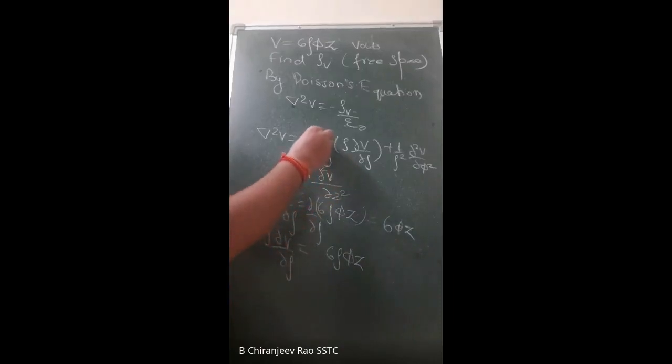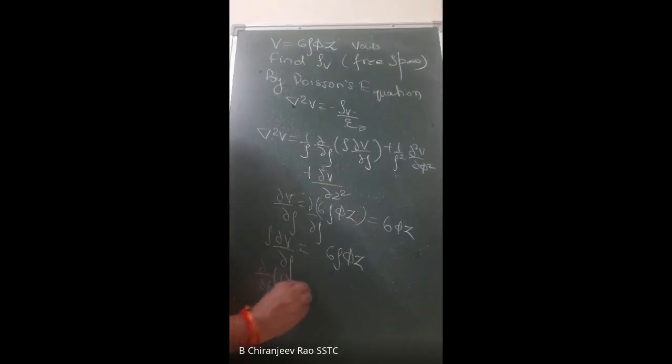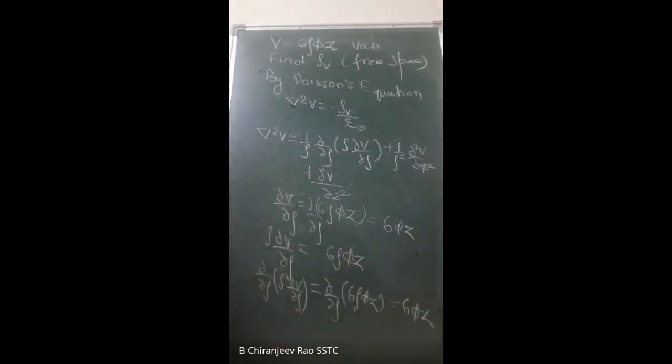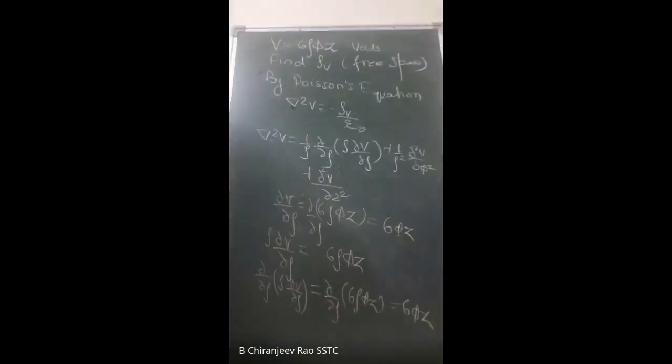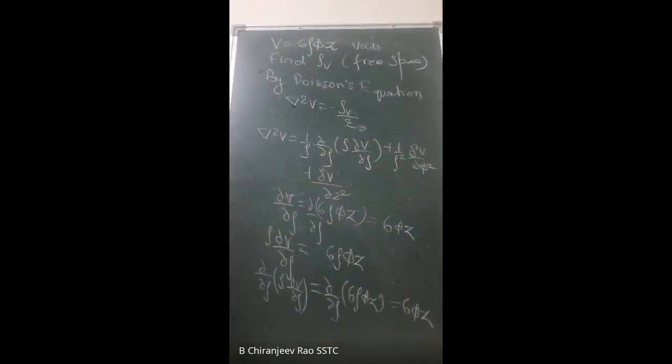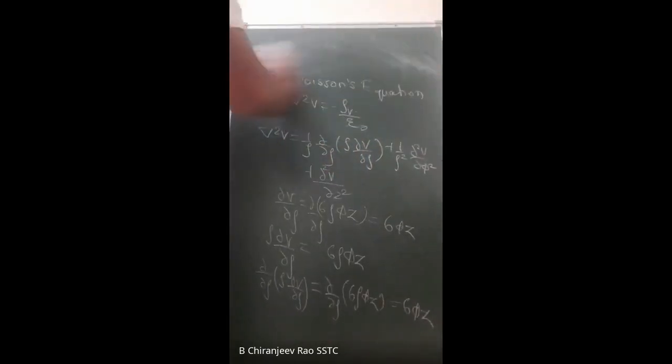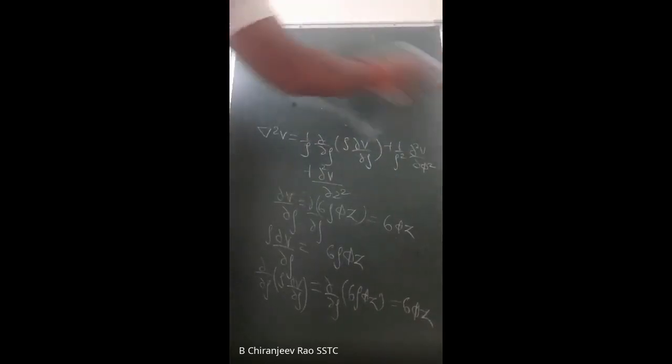Then you have to differentiate it again with respect to rho. So del by del rho of del V by del rho, which is del by del rho of 6 phi z. Again differentiate it, so you will get the same 6 phi z. So this will become a little bit easier. Instead of putting V here directly, first calculate del V by del rho, then multiply by rho, then differentiate it with respect to rho, and then divide it by rho. Okay, so this will be easier.